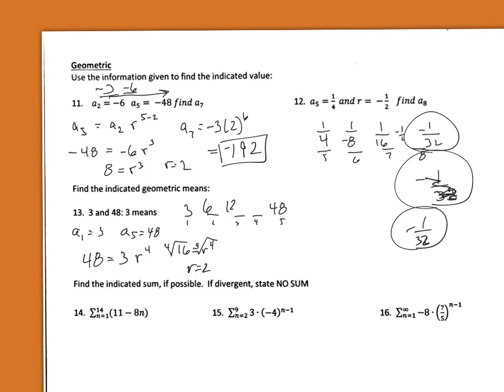So then the answers would be 3 times 2. 6 times 2 is 12. 12 times 2 is 24. These are the means.